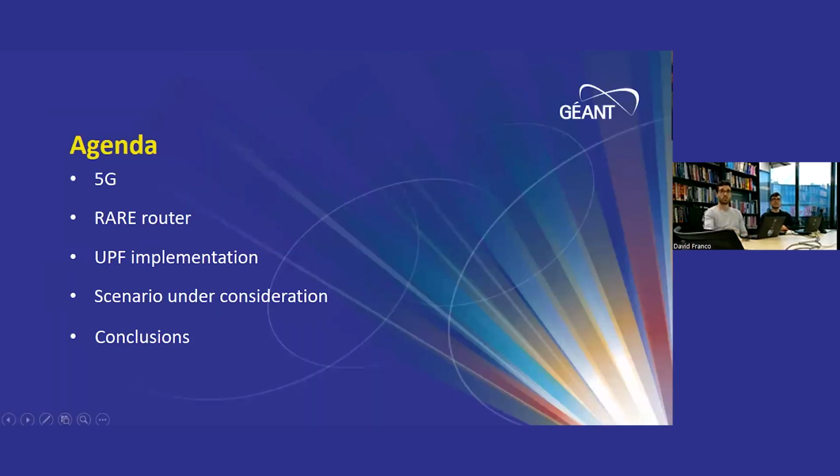This is the content of the presentation. We will first introduce the concept of 5G and provide some highlights of its architecture. We will then continue with a description of the RARE router. After that, we'll present and describe our UPF implementation and the scenario in which it is planned to be deployed, including a short demo video. And finally, we will highlight the most relevant conclusions of this work.